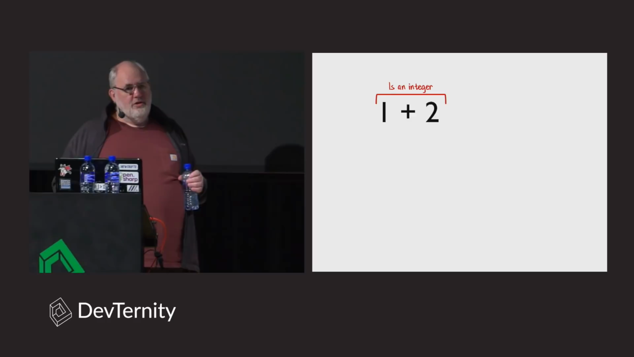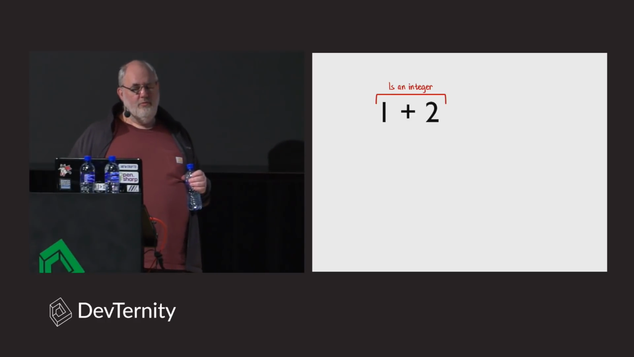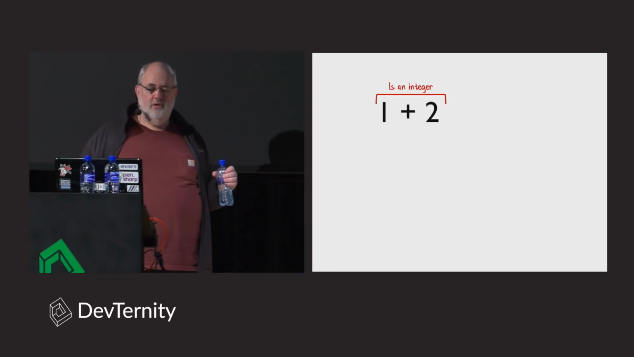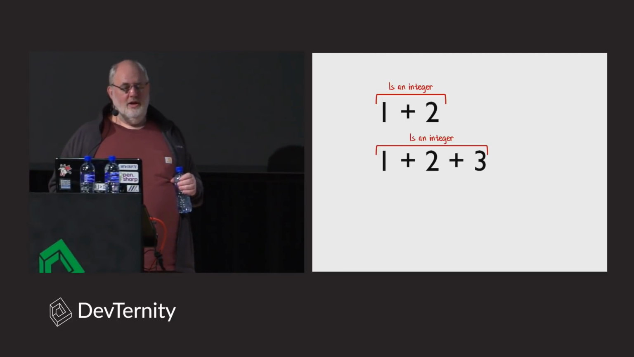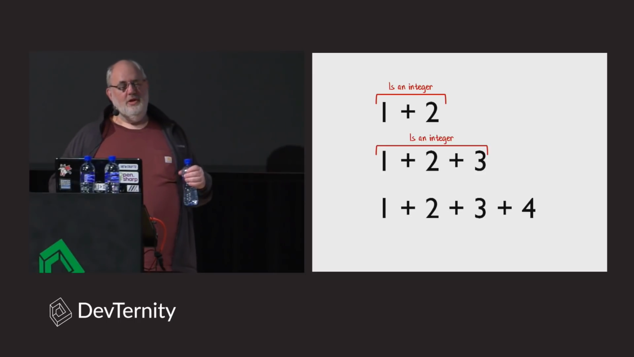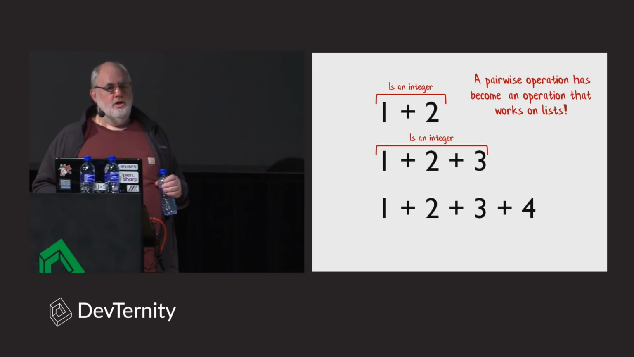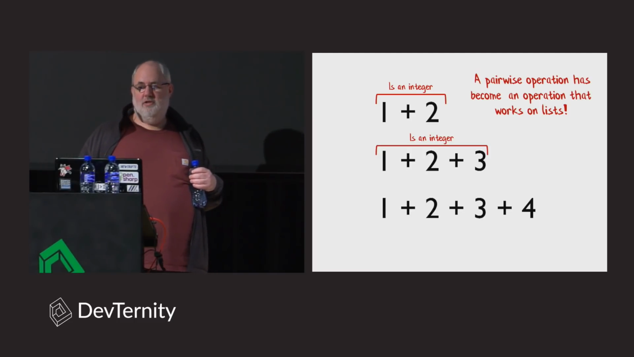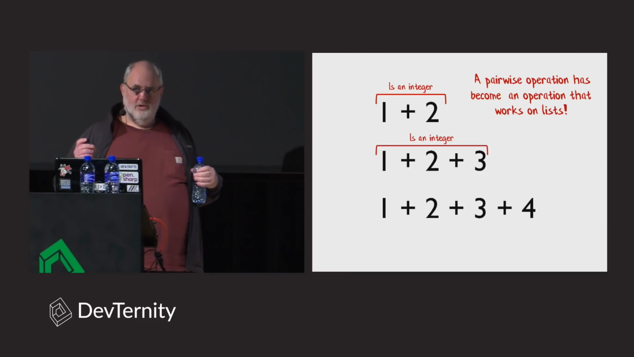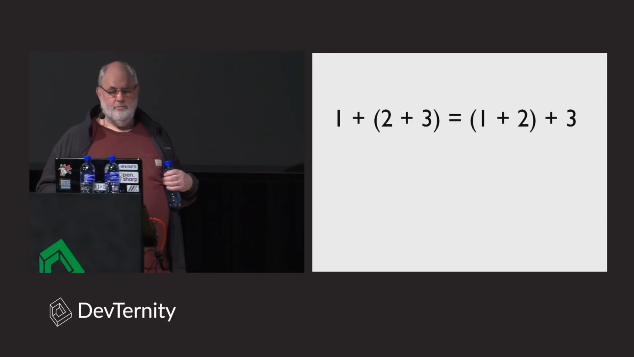And what's cool about this is because it returns another kind of thing, we can keep going. So if we have 1 plus 2, that returns another integer. Well, because that's an integer, we can add to it. And that returns an integer. And because that's an integer, we can add to it again, right? So what's very cool about this thing is a pairwise operation can turn into an operation that works on lists, right? We can actually work with any number of things just by doing pairwise operations one at a time.